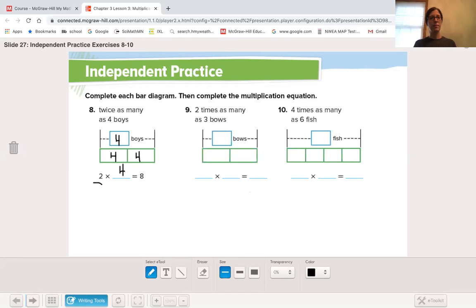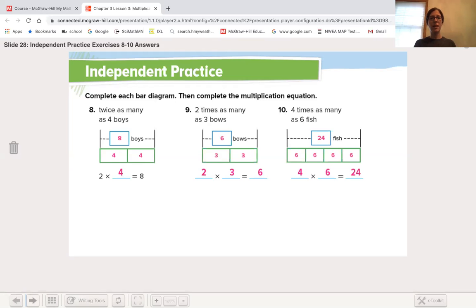Pause me now. Give it a go. Now this one was 4 times as many as 6 fish, okay? So if you need 4 times as many, you would need the 6 4 times. And you saw that they had 4 boxes.